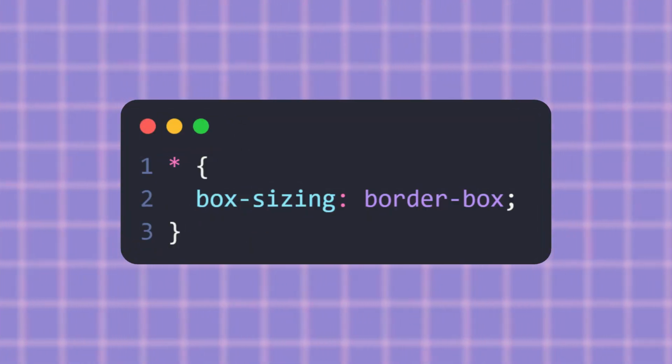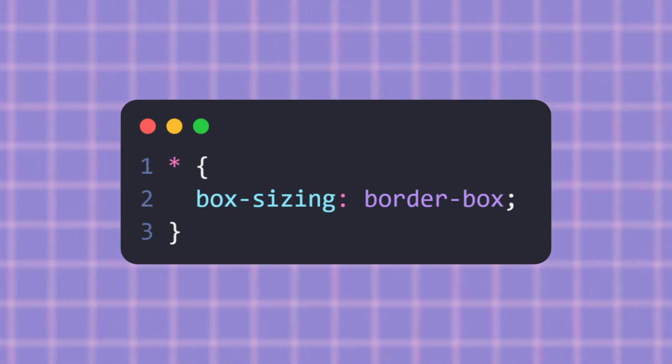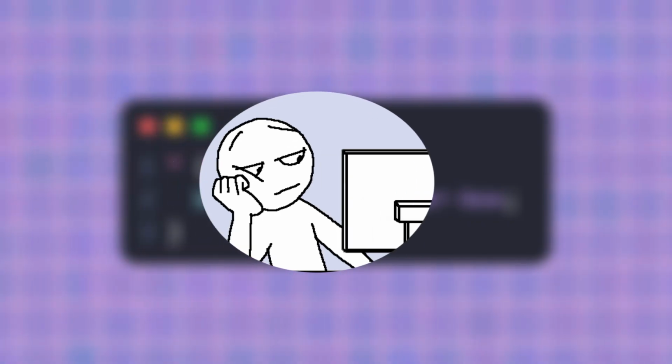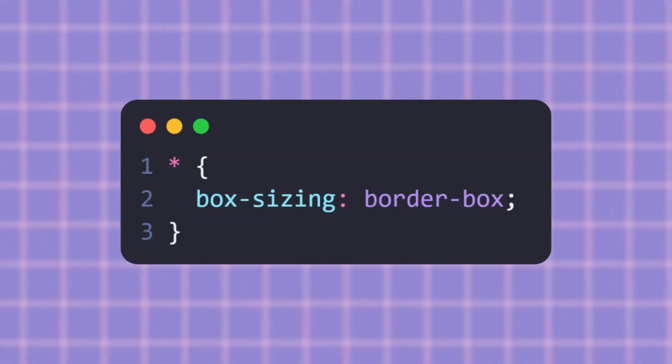There's one line of CSS that many experienced developers add near the beginning of a project. It's not a framework, it's not JavaScript, it's this: box-sizing: border-box. And if you ever wondered why is my 50% width element slightly too wide, or why did adding padding break my layout, this is one of the first things you should understand. Let me show you exactly why.